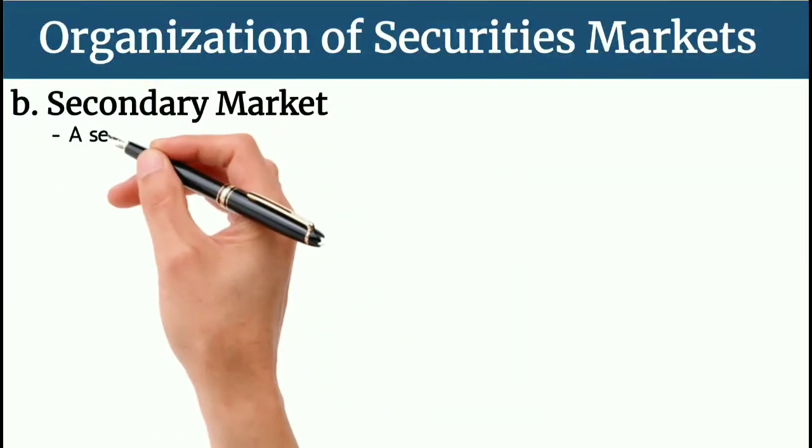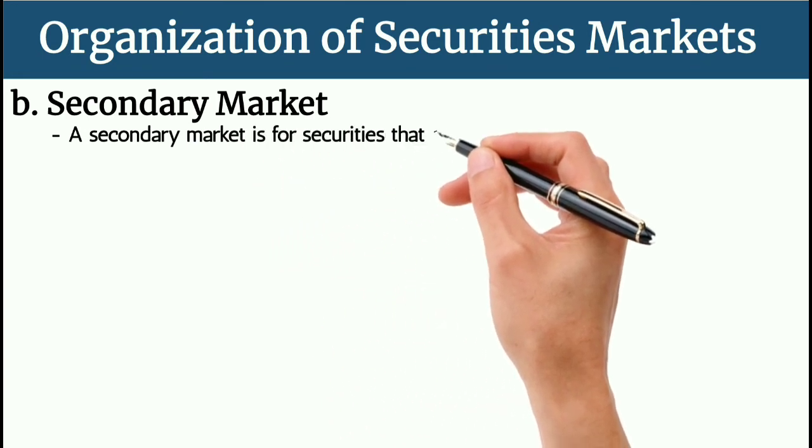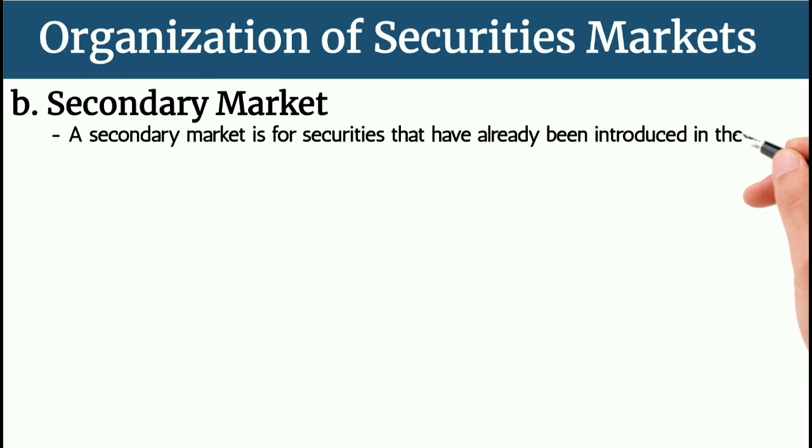Next, secondary market. A secondary market is for securities that have already been introduced in the marketplace. So what is the difference between primary market and secondary market? Sa primary market, yung securities ay newly issued. Pero sa secondary market, ang securities ay hindi newly issued. Meaning to say, in secondary market, the securities have already been issued. The securities that are traded in secondary market have already been issued in the past.